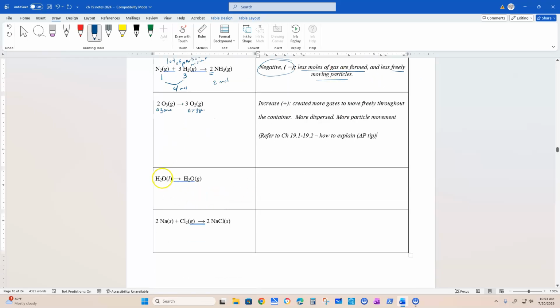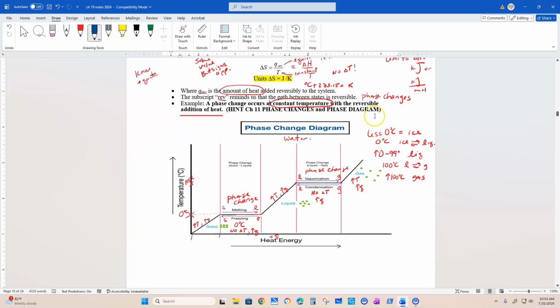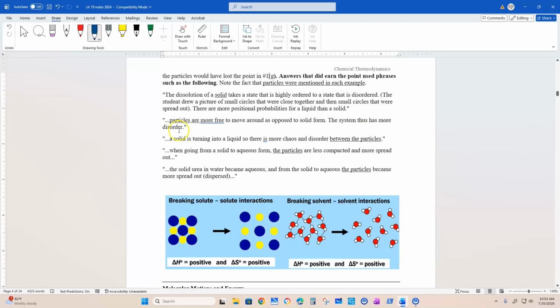If I have liquid water versus gas water, well, I already know states of matter. I know this gas is going to create more movement than that liquid. So same thing, I'm going to increase. I created more gas. Let's go back up to the AP tip, the one about taking the solid: particles are more free to move about as opposed to the solid form. I like that. Let's use that one.